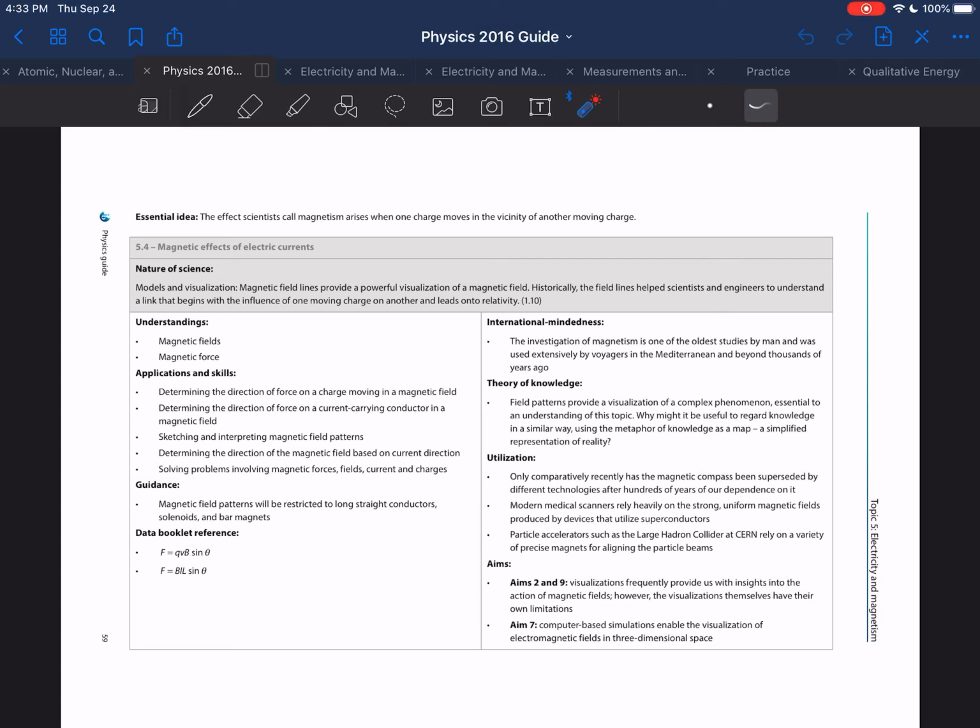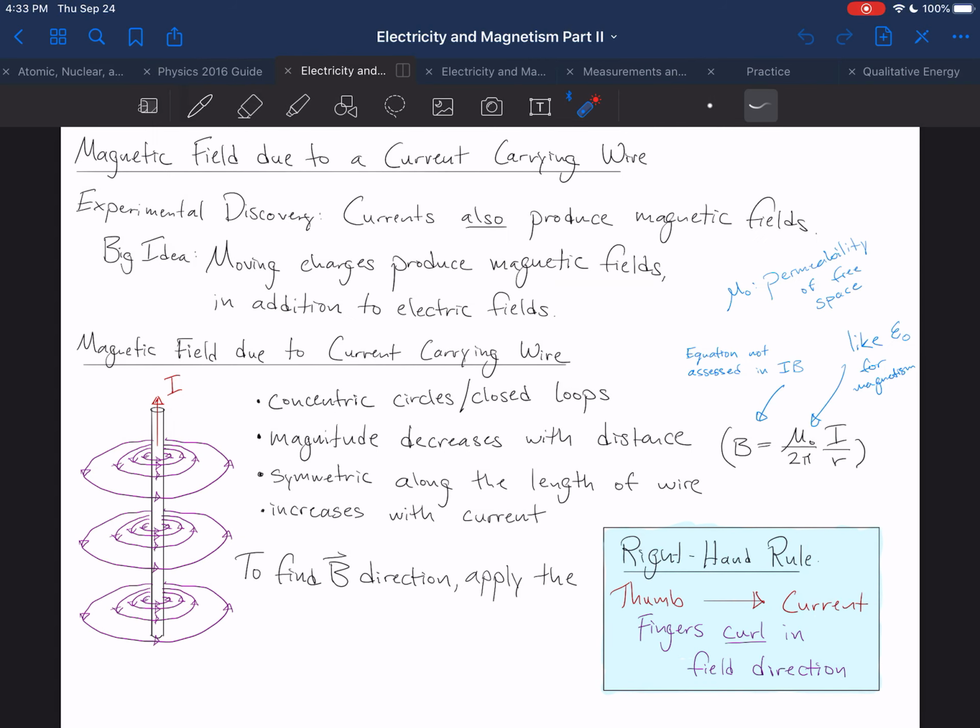Hello everyone. In this video, we will continue to examine topic 5.4, the magnetic effects of electric currents, and in particular, we will continue to unpack the magnetic field due to a current-carrying wire. All right, in the last video, we introduced the magnetic field due to a current-carrying wire. It looks like this, and we can use the right-hand rule to determine the direction.